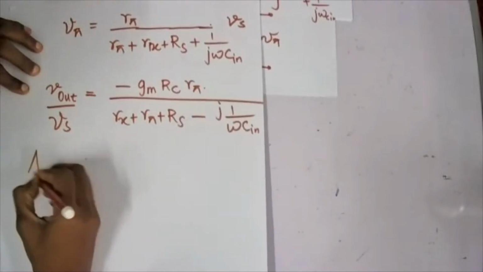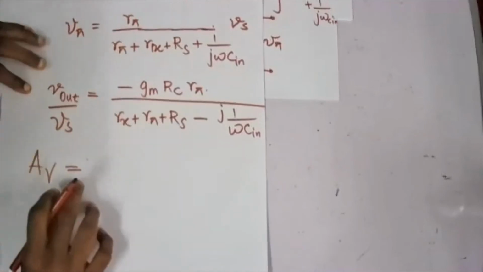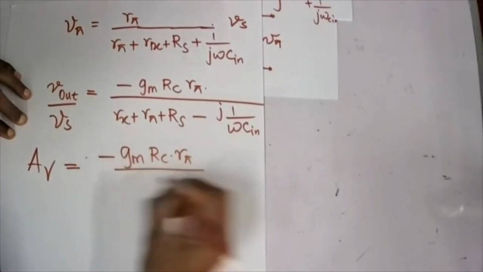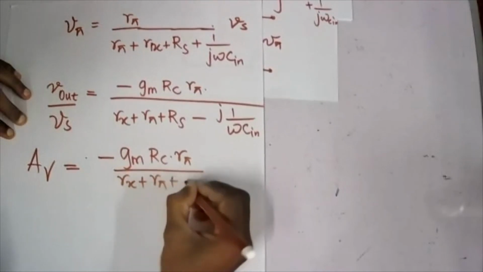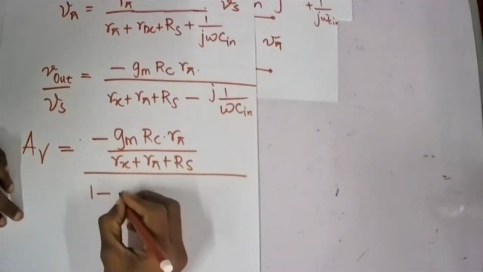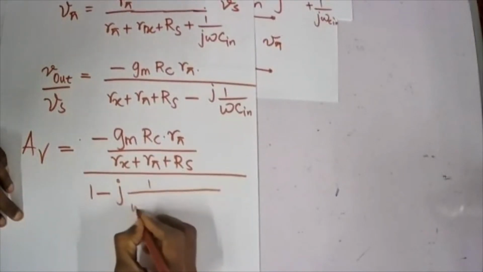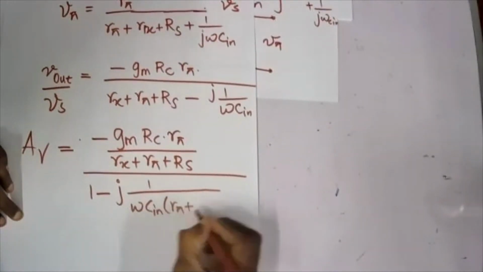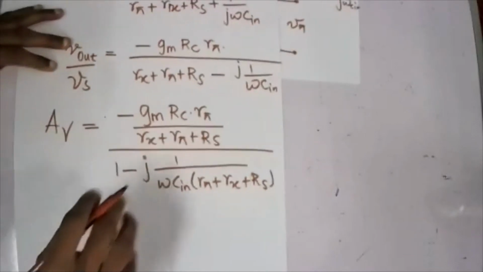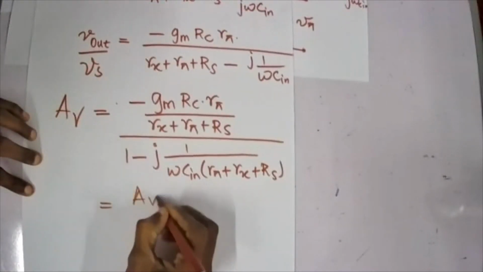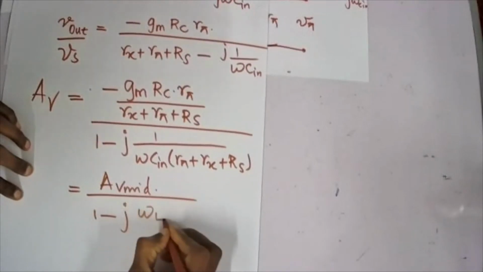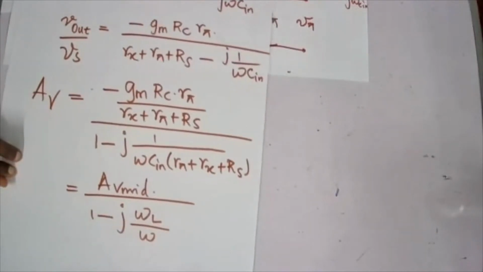So I can rewrite my Av, which is V out by Vs. Av equals minus Gm into Rc into R pi divided by Rx plus R pi plus Rs, divided by 1 minus, the whole thing divided, j into 1 over omega C in into R pi plus Rx plus Rs. So now this is in the form of Av mid divided by 1 minus j into omega L over omega. Here comes the lower cutoff frequency.